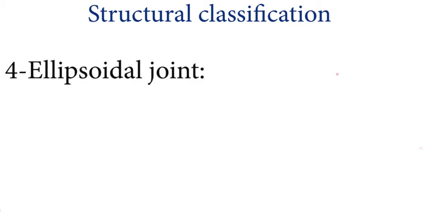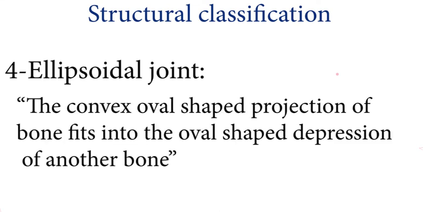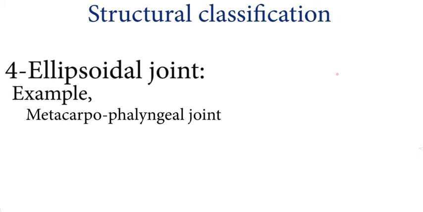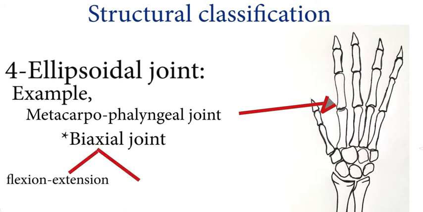Next is the ellipsoidal joint, which is also known as condylar joint. In this joint, the convex oval-shaped projection of one bone fits into the oval-shaped depression of another bone. Its example is the metacarpophalangeal joint. It is a biaxial joint and allows movement along two axes. Flexion and extension and abduction and adduction will take place.